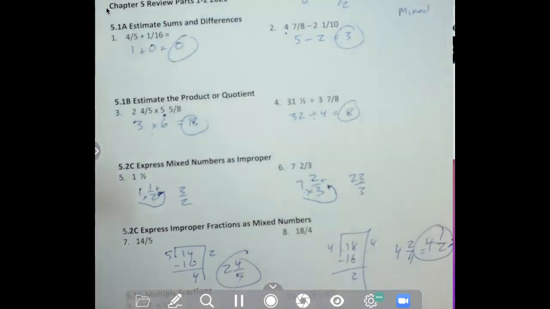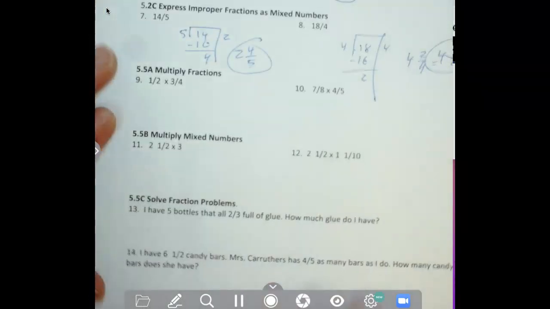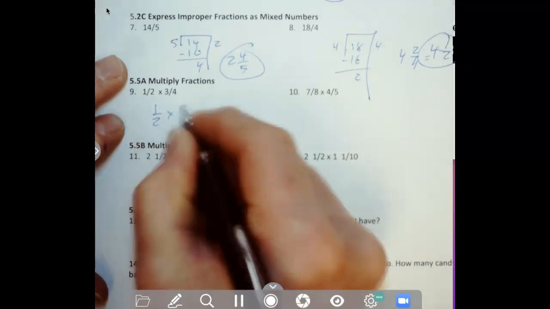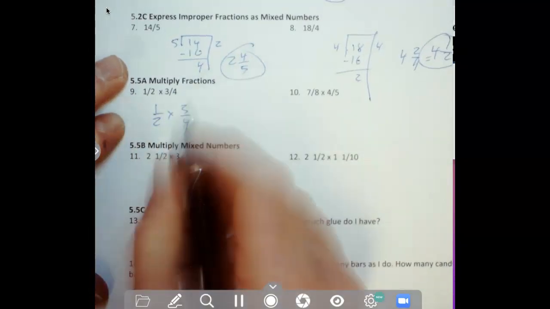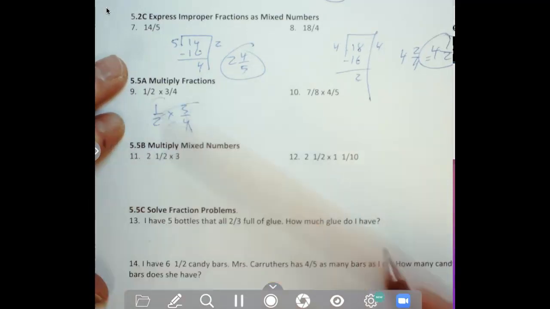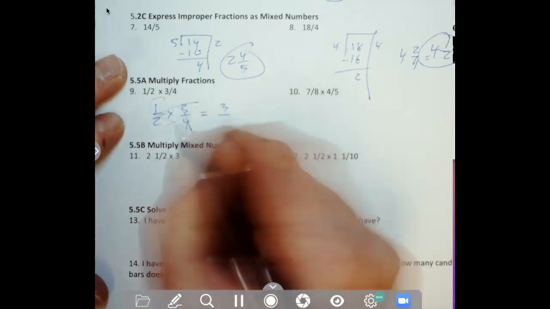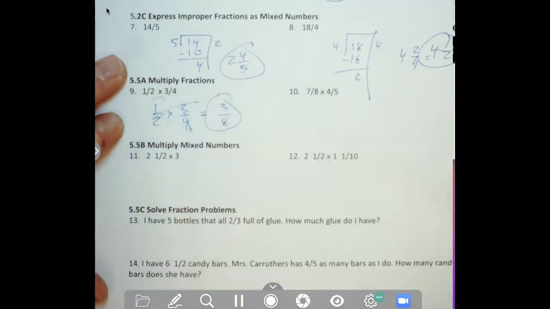All right, slide down here. Get the bottom half. Multiplying fractions and mixed numbers. Please rewrite them like this on the test. Look to see if you've got anything that you can reduce diagonally. We got nothing. So 1 times 3 is 3. 2 times 4 is 8. We're done.